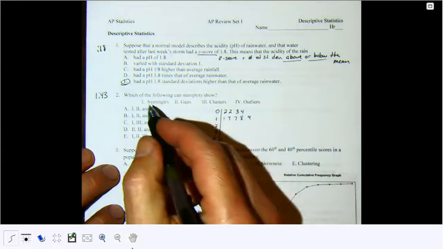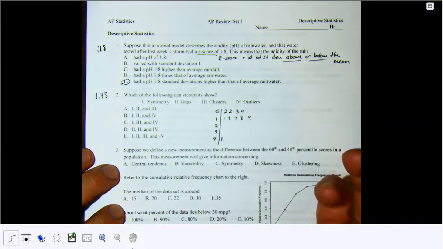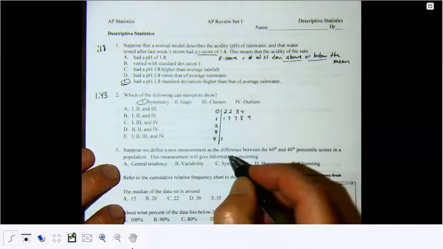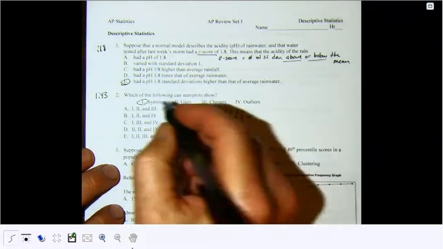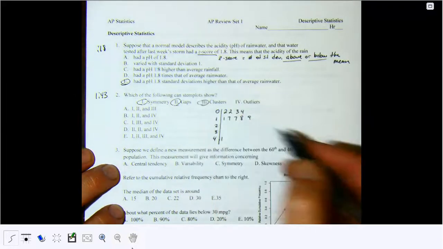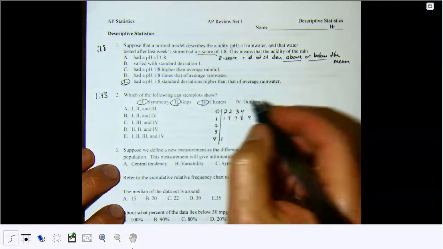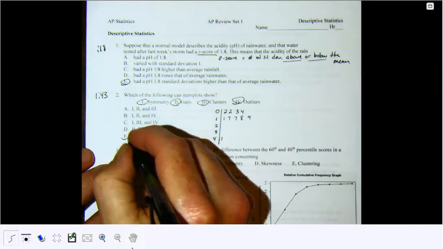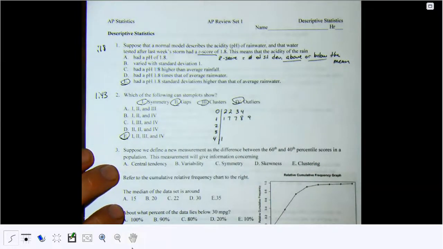So can we show symmetry? Yeah, we could. If I had drawn a symmetric stem plot, it would show symmetry. Does it show gaps? Absolutely. It shows the gap right here. Clusters, it would do that. And lastly, outliers, again, it's going to show location and position. So therefore, it's outliers as well. So this one's going to be E, all of the above.